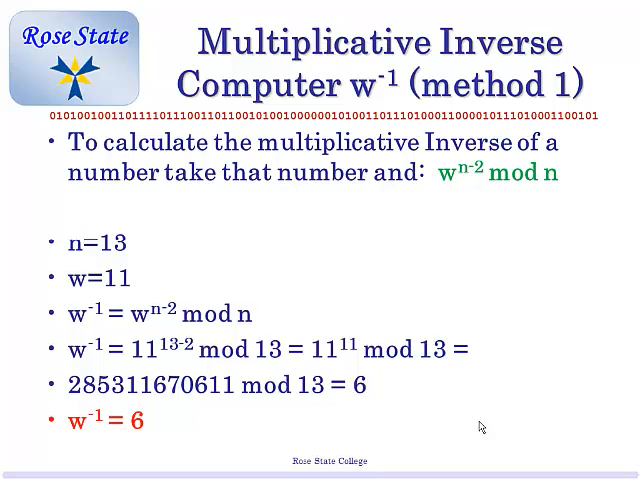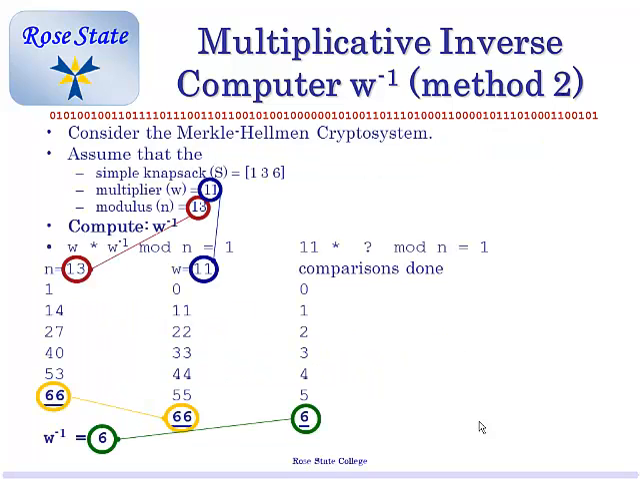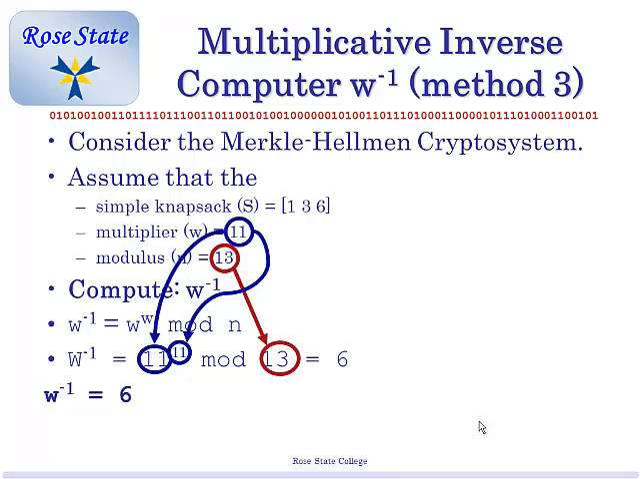Remember, method 1 was W to the n minus 2 mod n. Method 3 now is W to the W mod n. Okay?